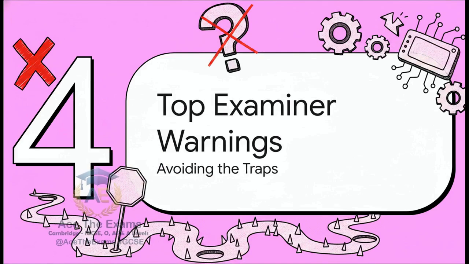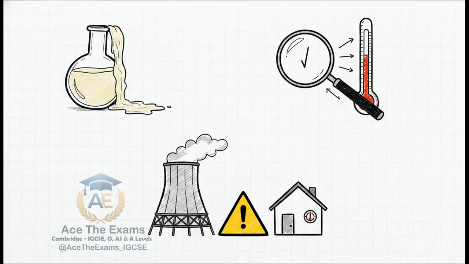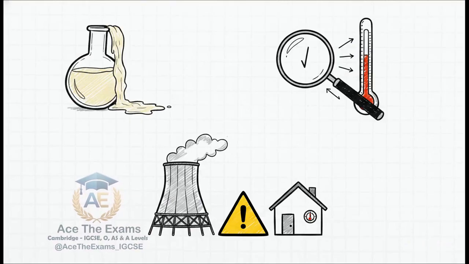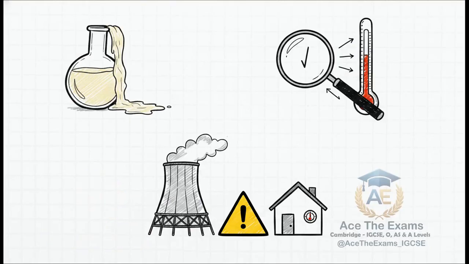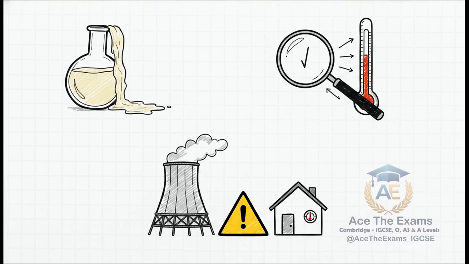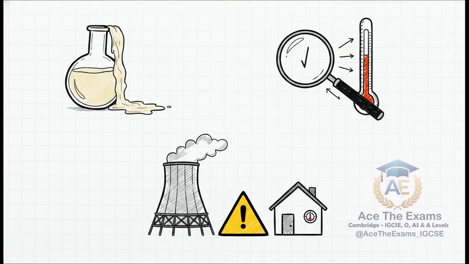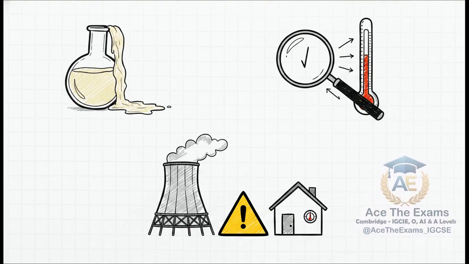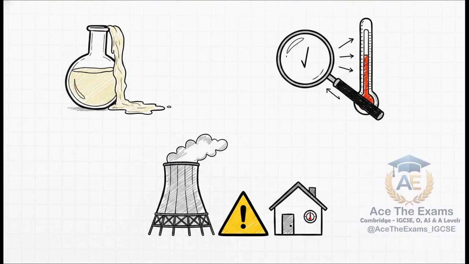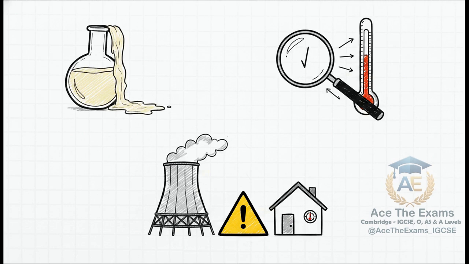Section 4. Top examiner warnings. Let's talk about avoiding the traps. You really want to pay close attention to these 3 major pitfalls because they cost students easy marks every single year. First, students constantly forget to check overflow and edge cases. They just assume the data will always be perfect. Second, they completely ignore boundary conditions.